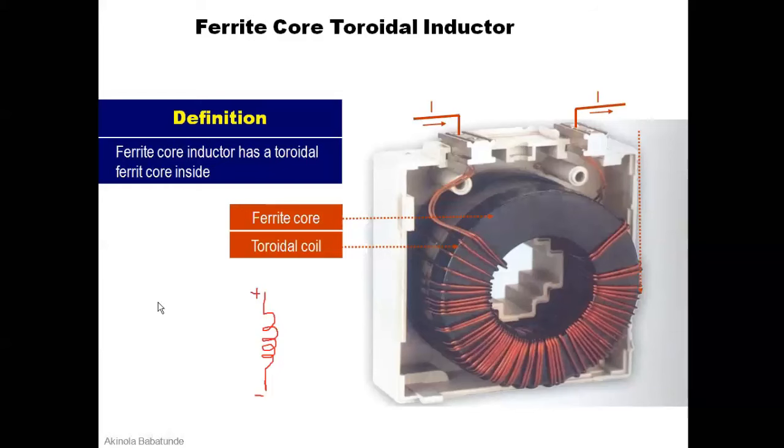This is it here, and then you can see the toroidal coil wound round it, basically. So it just gives you an idea of this type of core. There should be one or two more types of core we have left. Let's just check them out, and then we can go ahead.